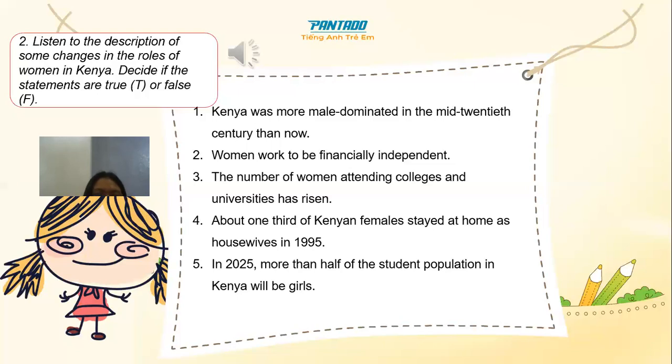Let's look at some figures. In 1995, 65% of Kenyan females stayed at home as housewives. This number dropped dramatically to 47% in 2010. It is predicted that this number will keep falling to around 30% in 2025. Only 22% of university students were girls in Kenya in 1995. 15 years later, in 2010, this number went up to 36%. Research shows that it will keep rising, and in 2025, about 48% of the student population will be made up of females.